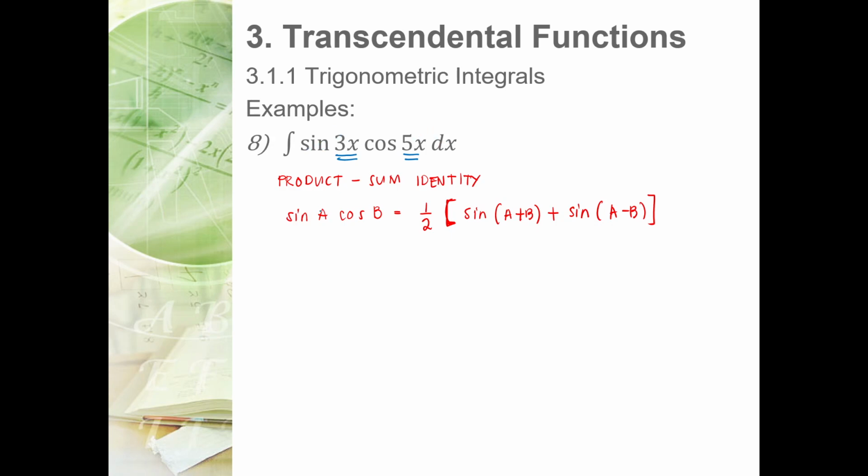Sine times cosine, so it's a product, and then we're going to make it a sum. So 3x becomes our A angle, represented by this one in the formula. Next is our B angle, which is 5x. So A plus B is 3 plus 5, that will be 8x. The next one is A minus B, which is 3 minus 5, negative 2x.